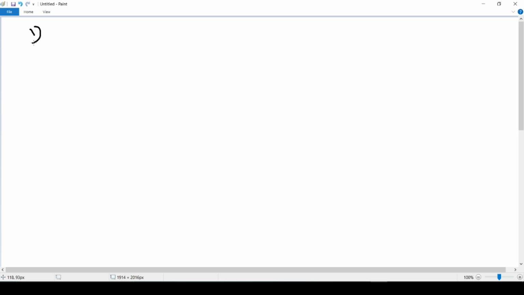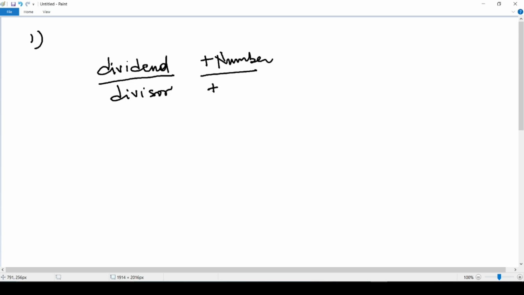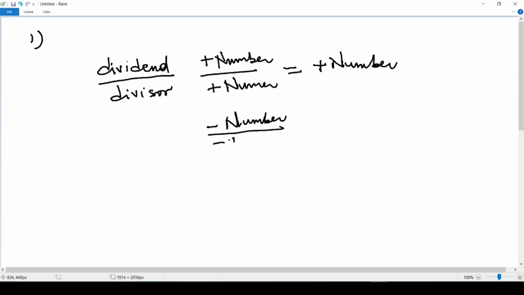For the first point, when the divisor, or the bottom, is different from 0 and both the dividend and divisor have the same sign, then the result, which is the quotient, is positive. So this is our dividend over the divisor. If we have a positive number over a positive number, the result should give us a positive number. Also, if we have a negative number over a negative number, the result should still give us a positive number.